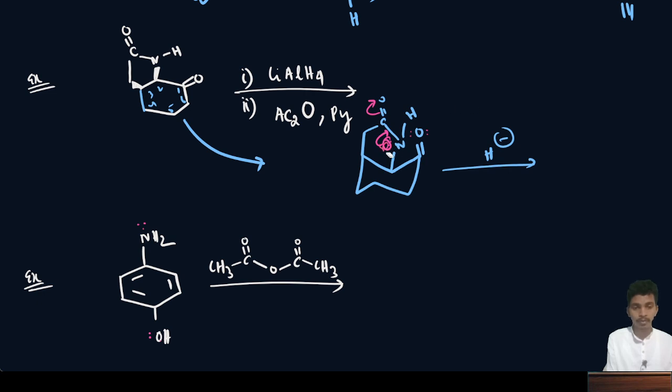Sorry, first what we will do, first we have lithium aluminum hydride. Lithium aluminum hydride means H minus is there. So for this H minus, what it will do, it will reduce this. So here in this case it is the amide, and in this case this is the aldehyde.